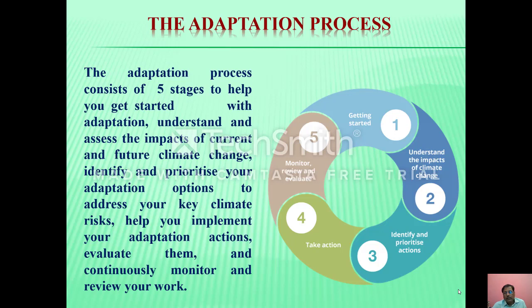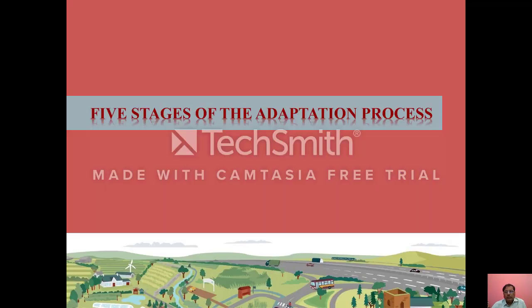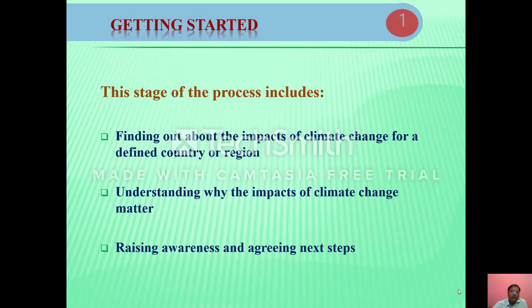So here you can see all these points. First is getting started. Second is understanding the impact of climate change. Third is identification and prioritization of action plans. Fourth is action, and fifth is monitoring, review and evaluation of the action taken, and accordingly we can change the plans in the subsequent years. So, the 5 stages of the adaptation process are very, very important.